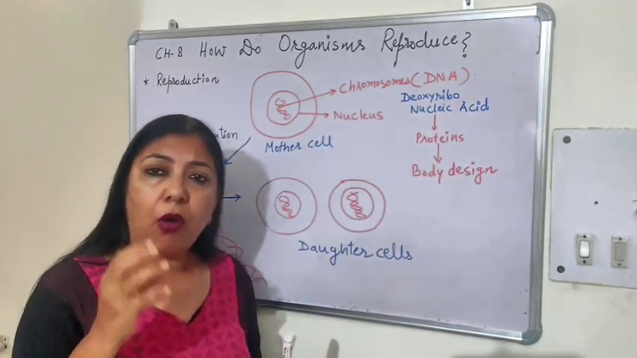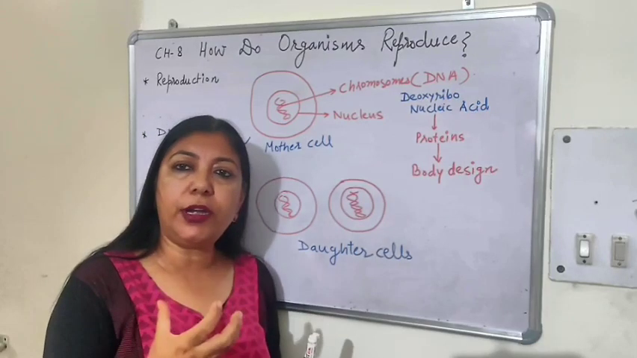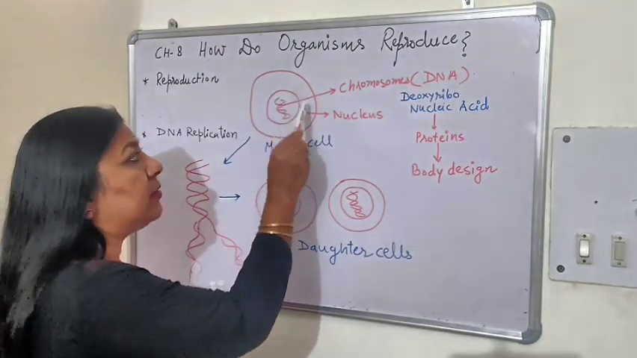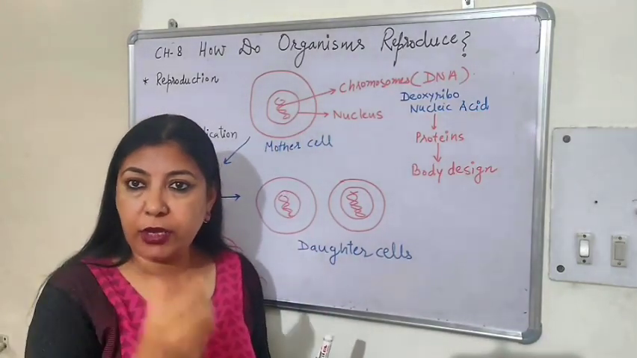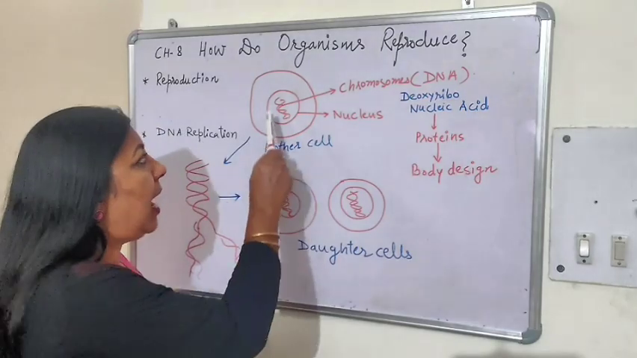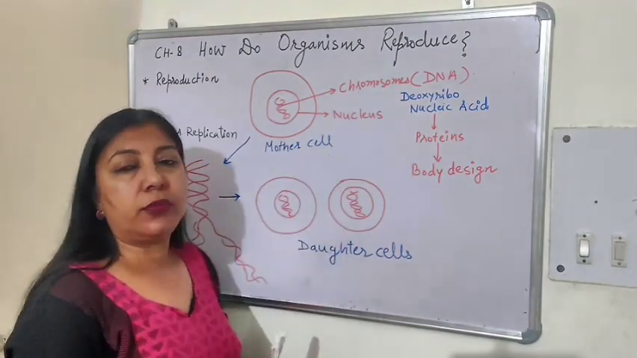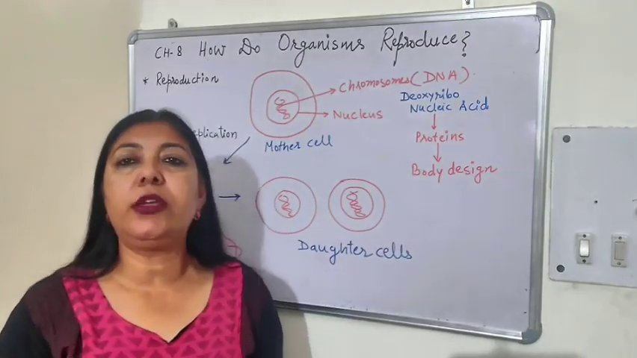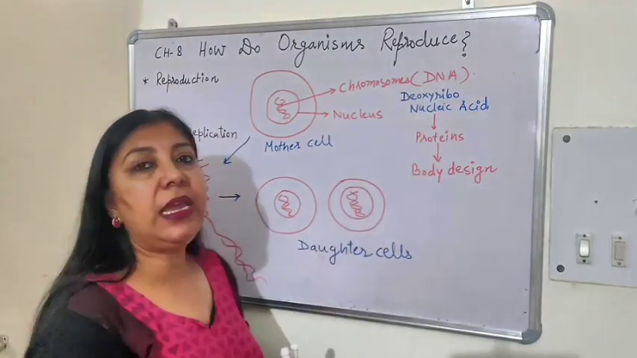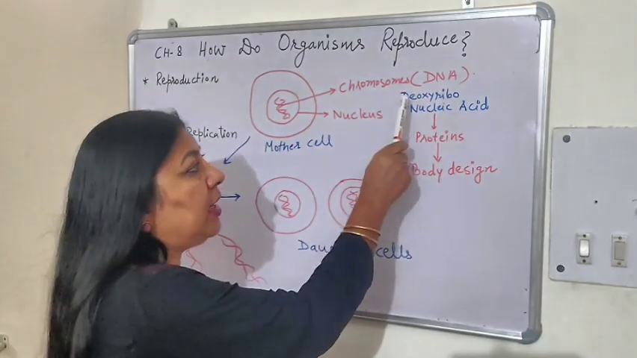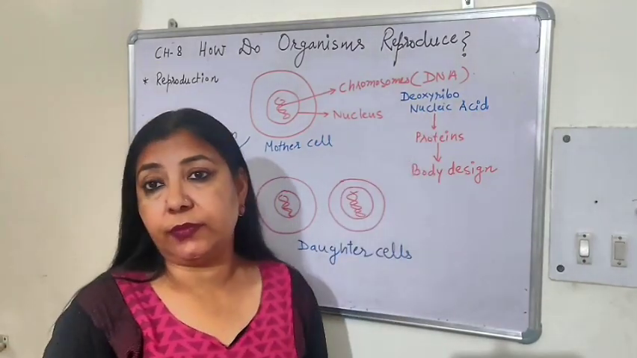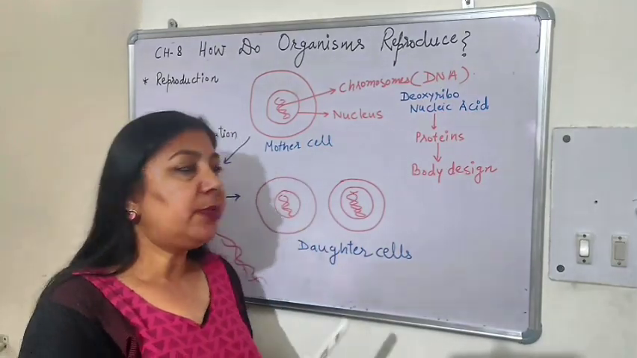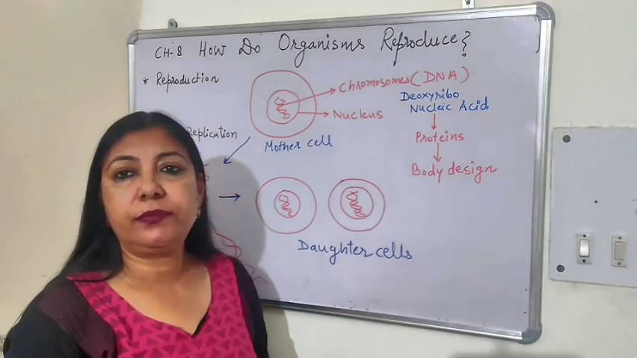And you know, all the organisms have their body design, the information inside the nucleus, because nucleus is the brain of the cell, you know it. And inside the nucleus there are chromosomes. But these chromosomes are made up of a wonderful molecule which is DNA, deoxyribonucleic acid. So all the information about the body design is present in this DNA.